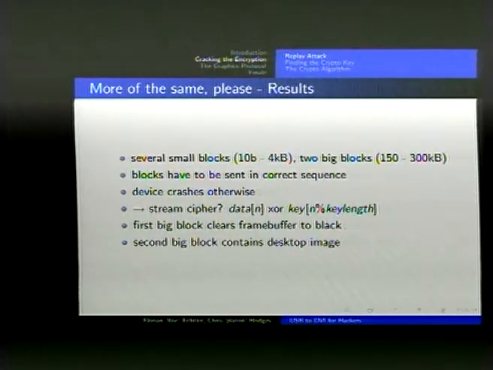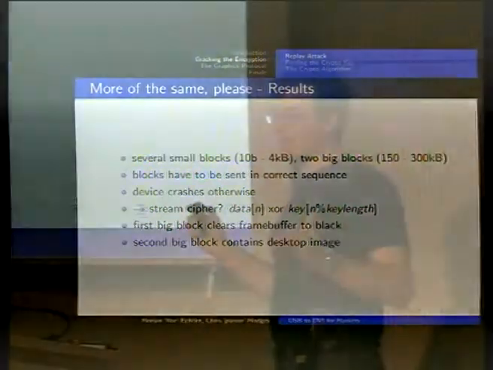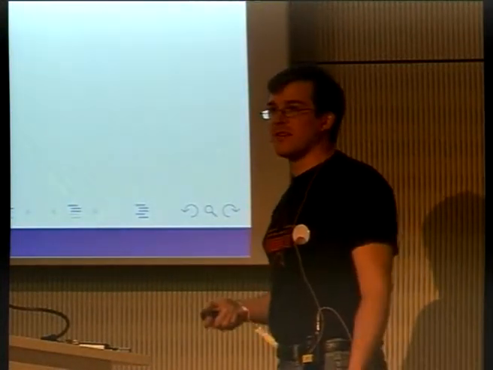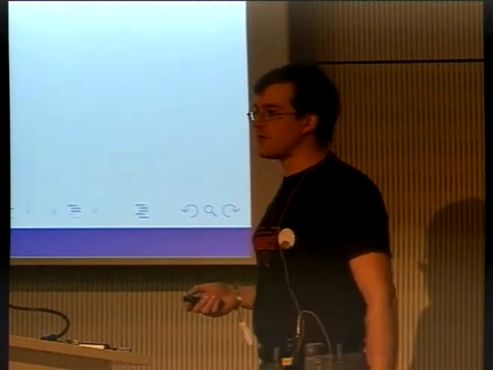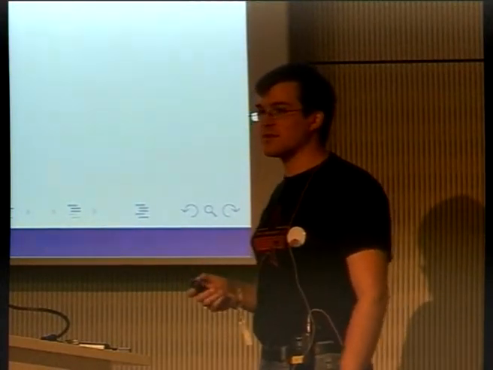So we just have a key which has a certain length, and data is always XORed with that key. If you reach the end of it, then you just take the length modulus the length of the key, and start again. We inserted some delays between the blocks, and therefore we saw that the first one of the 2 big blocks just clears the frame buffer, and the second block transfers the desktop contents. So this was pretty much where we were at that point.